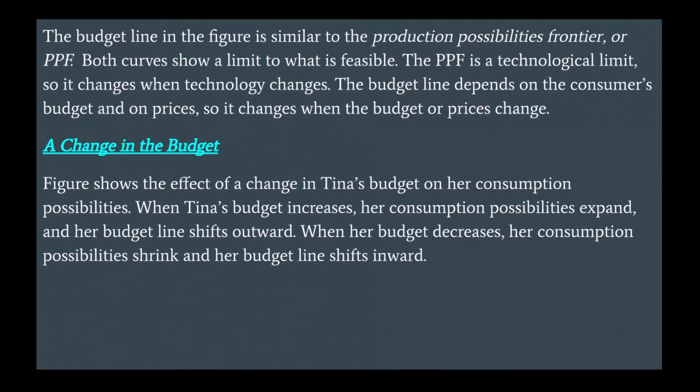A change in the budget. The figure shows the effect of a change in Tina's budget on her consumption possibilities. When Tina's budget increases, her consumption possibilities expand and her budget line shifts outward. When her budget decreases, her consumption possibilities shrink and her budget line shifts inward.